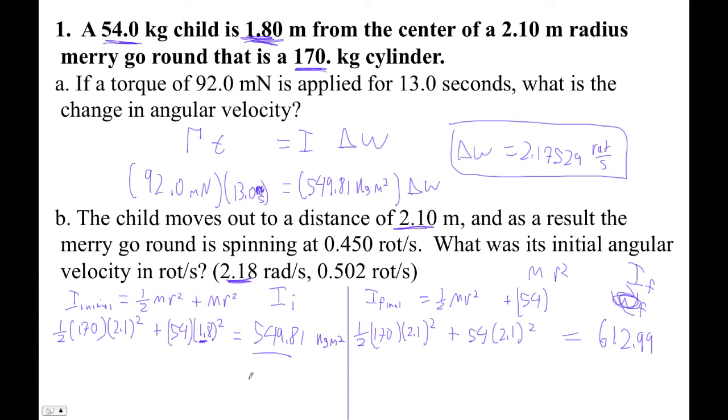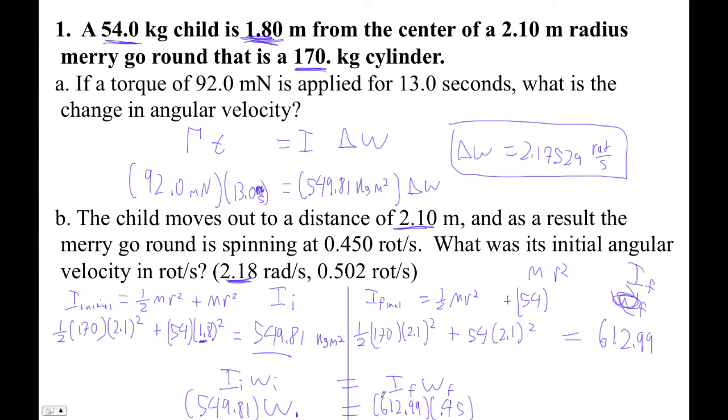So now we just go I1 omega 1, or I initial omega initial is equal to I final omega final. And we almost have enough room. So we go 549.81 times, I guess we want to know what's the initial, so this is what we're solving for, equals our final, 612.99. And our final angular velocity is 0.45.